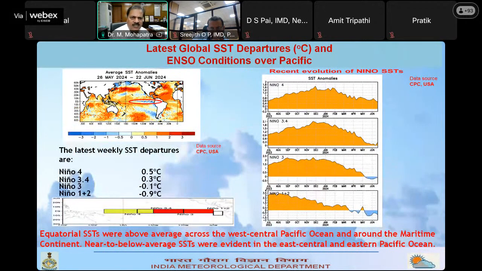Now let's look at the large-scale processes. El Nino, as all of us know, is in a neutral condition now. El Nino 3.4 is 0.3, the latest last week average is 0.3. So there is a changeover. Now, as we predicted earlier, the El Nino condition has vanished, and now the neutral condition is prevailing over the Pacific.